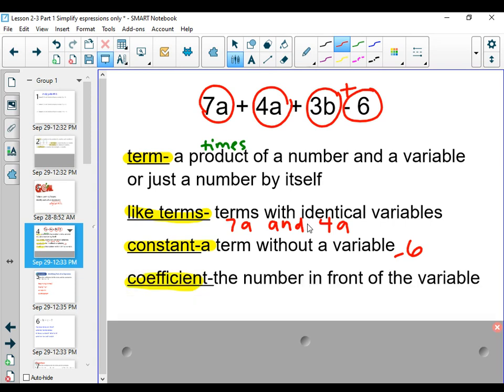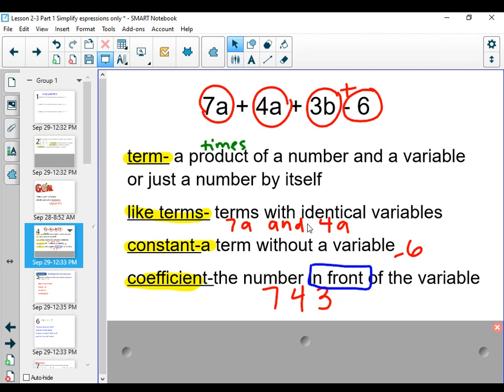And then lastly, the numbers in front of the variables have a special name called a coefficient. Pause when you need to catch up. I see a 7 in front of the variable. I see a 4 in front of the variable. And I see a 3 in front of the variable. Those would be my coefficients. The whole goal for today is when the expression is given to me, I can identify which part goes with which.